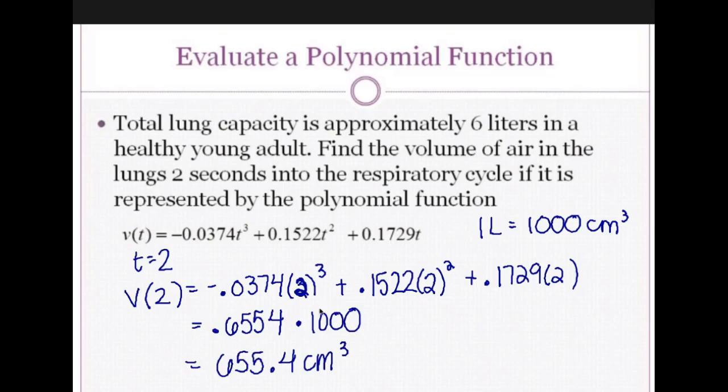So the 1,000 came into play to turn it into cubic centimeters. So that answer right here, that 0.6554 that you originally get when you plug it into your calculator, again, that's the approximate number of liters. This is the volume in cubic centimeters. So I multiplied by 1,000 to follow our rule of thumb that 1 liter is 1,000 cubic centimeters. So you have less than a liter of oxygen in your lungs 2 seconds into the respiratory cycle.